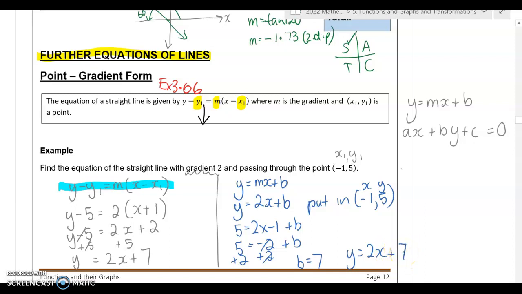A lot of people say, well, why do we actually need to use the point gradient form? I actually think in this case, the point gradient form is a lot easier. You're just popping in information into one equation and solving it. Here we had to pop it in twice. We popped our gradient in and then our point. So I think it was a little bit messier. So that's why we would use the point gradient form over our normal y equals mx plus b.